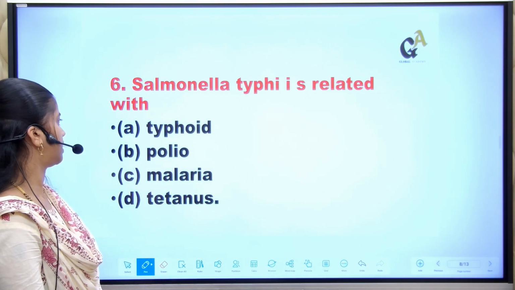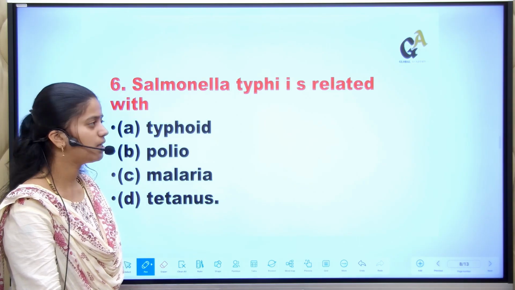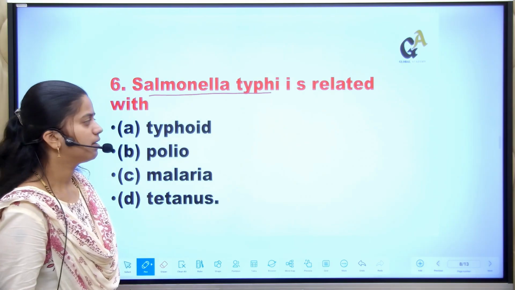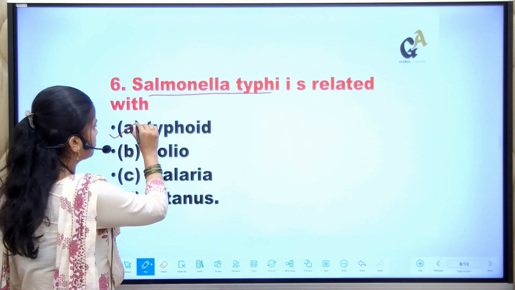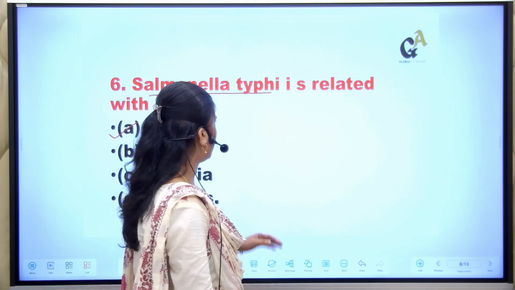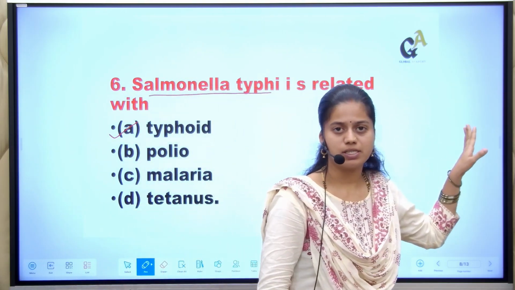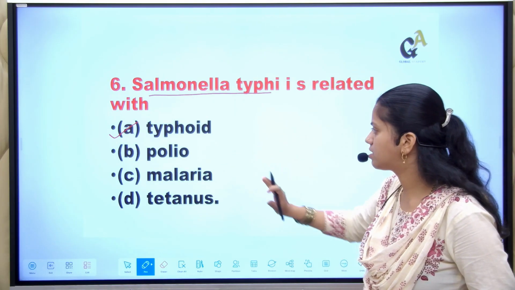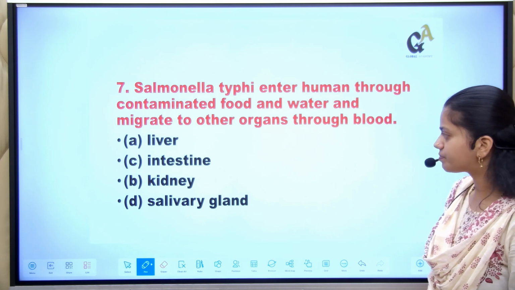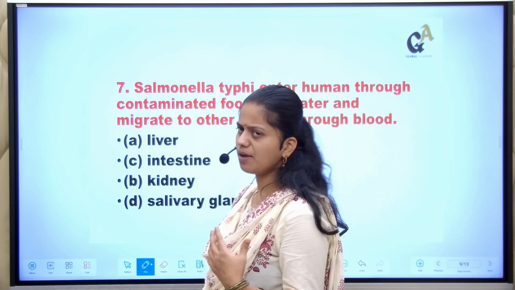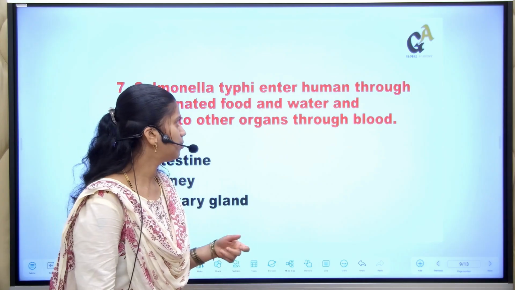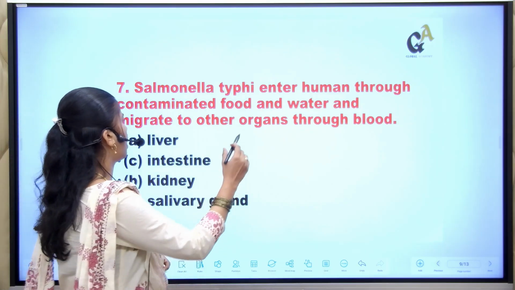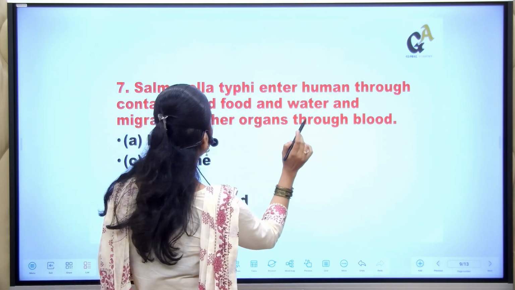Salmonella typhi is related with, right? What have they asked? What does this particular species include? Here, Salmonella typhi is related with option A, that is typhoid. Its genus and species name itself indicates it, typhi indicating the disease typhoid. Next, Salmonella typhi enters humans through contaminated food and water and migrates to other organisms through blood.